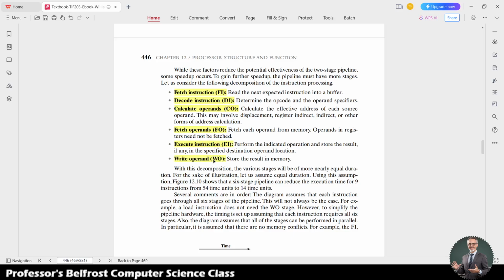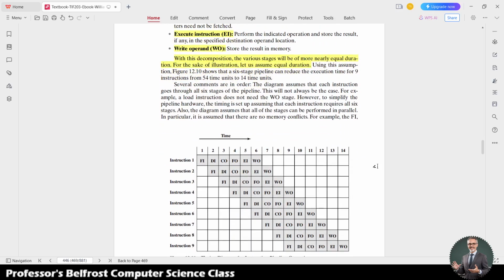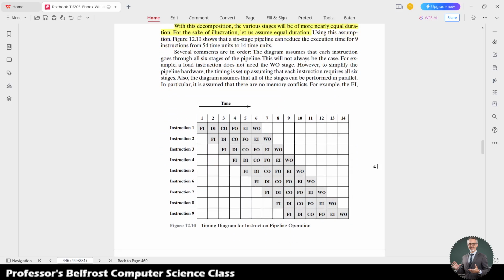And with this kind of decomposition into six elements, the various stages will be of more nearly equal duration. For the sake of illustration, let us assume that all are of equal duration. Okay, so let us see how this is done. This is the timing diagram, just a sketch of the instruction pipeline operation.